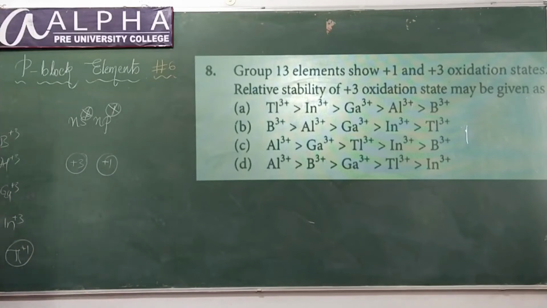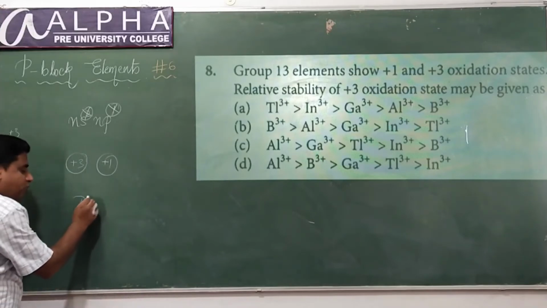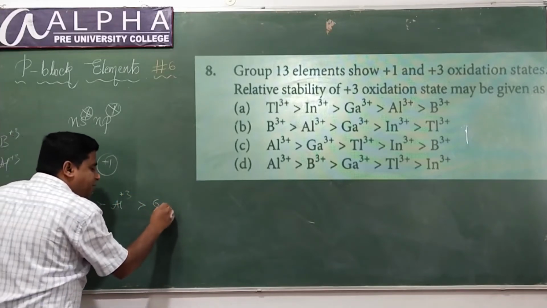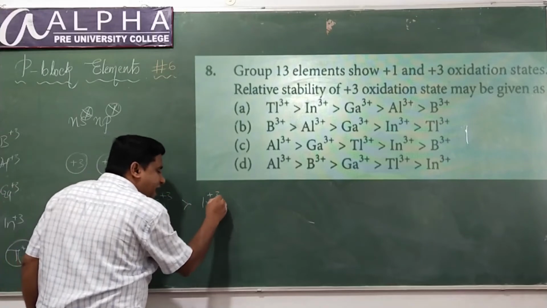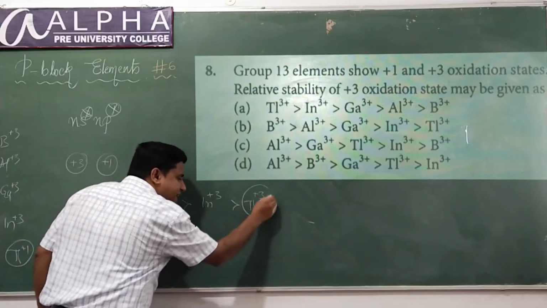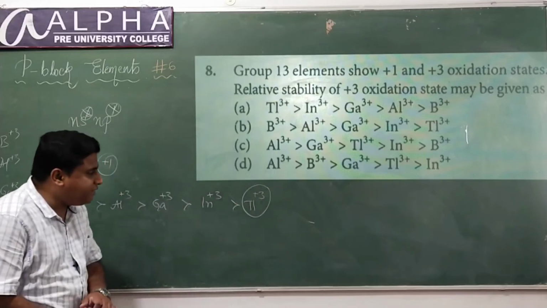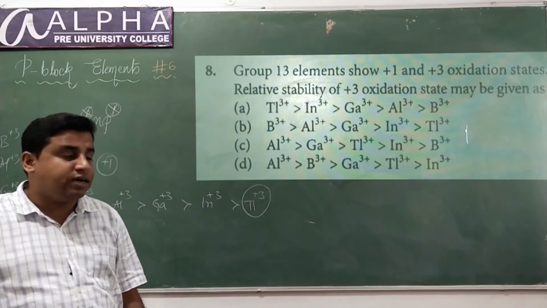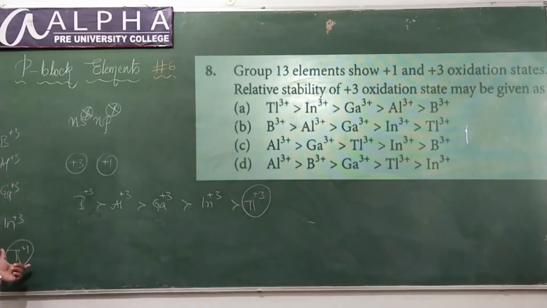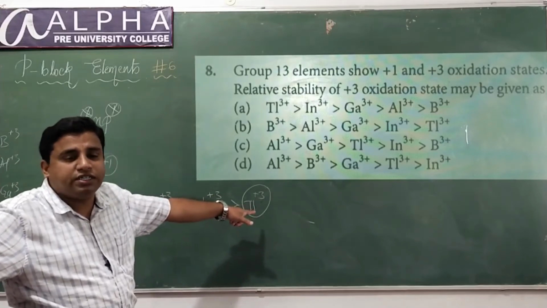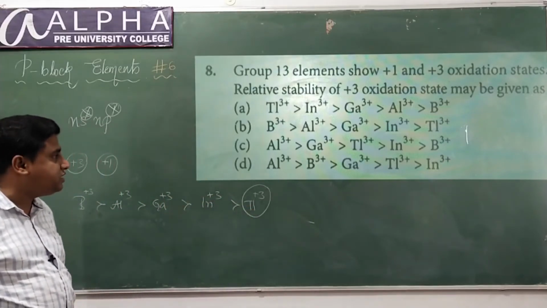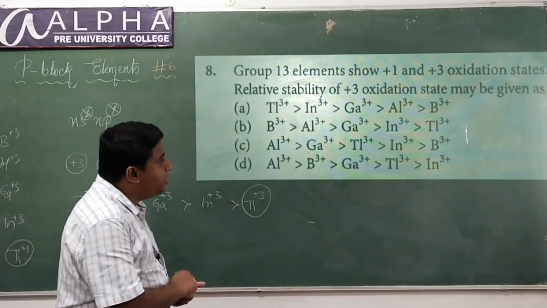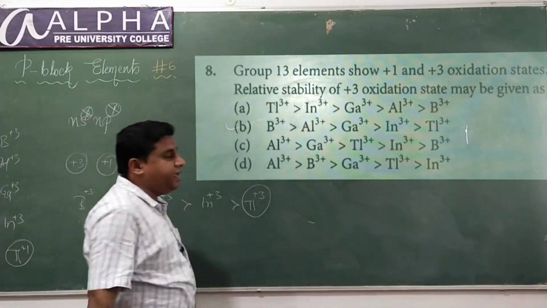So what is the order of stability of the +3 oxidation state? Boron is more stable in the +3 oxidation state than aluminium, than gallium, than indium, than thallium. Thallium is least stable in the +3 oxidation state. Why is thallium least stable in the +3 oxidation state? It is because of inert pair effect. Thallium is more stable in the +1 oxidation state rather than in the +3 oxidation state. So the order is boron, then aluminium, then gallium, then indium, then thallium. So what's the correct answer? It is option B. Correct.